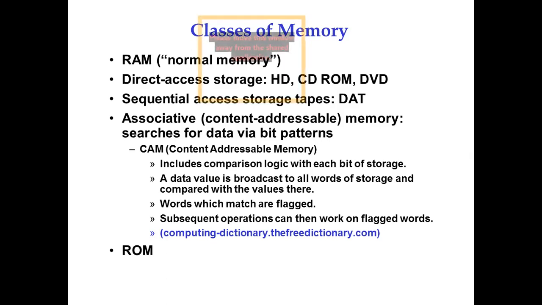Words which match are flagged. Sometimes during searching we use the associative memory. Suppose we are searching for a particular item, or matching different words, then we can put a condition, or use a flag, and then search. Subsequent operations can then work on the flagged words, so after that we can use some operations and proceed with our work accordingly.